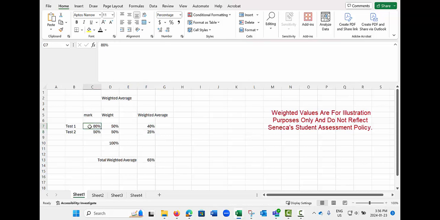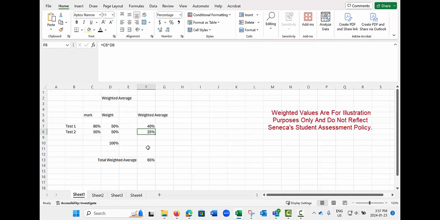On that first test, we scored 80%. That test is worth 50% of the total marks. So of those 50 marks that were available, it meant that we received 40. The second test, also worth 50%, we scored 50% on the test, which means of the 50% that was available from that test, we got 25%. That's what the weighted average is.